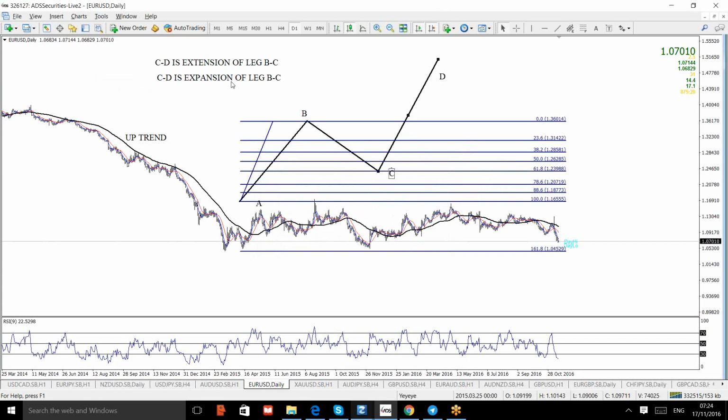Continuation, yes. It is a continuation trade, but it is a continuation trade of move A to B, not B to C, please. It is not a continuation trade of B to C. A continuation trade of leg B to C would be in the downside direction. It is a continuation trade of the trend. And what is the trend? The trend is A to B.